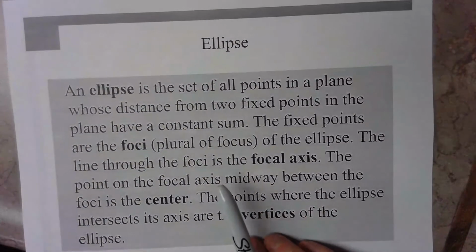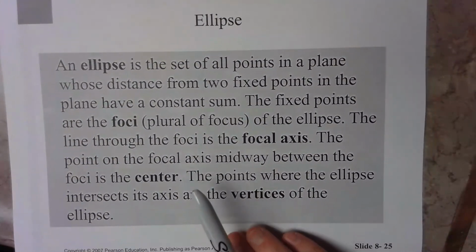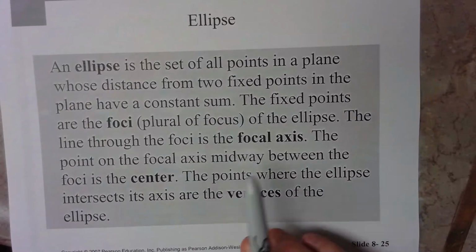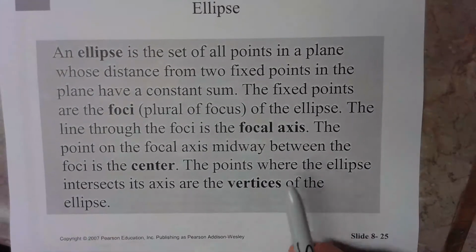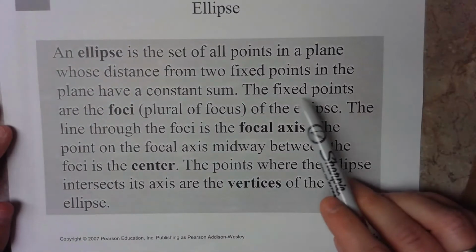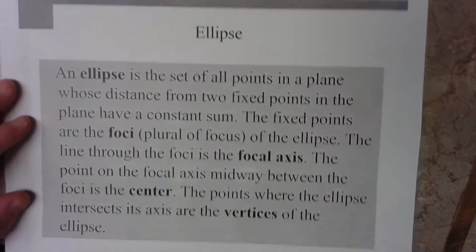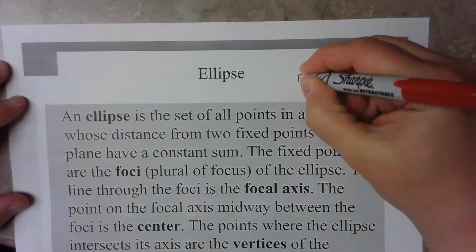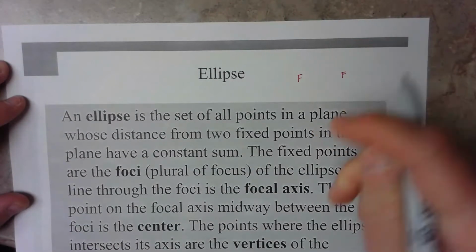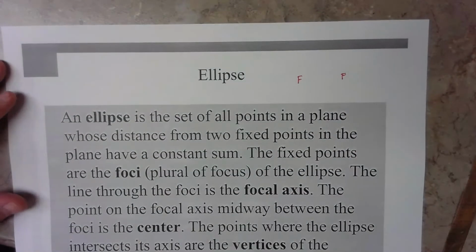Here is the very wordy definition for an ellipse. It's a lot, is what it is. An ellipse is a set of all points in a plane whose distances from two fixed points in the plane have a constant sum. So here are these 2 points, which are called the focus, or the plural is the foci.